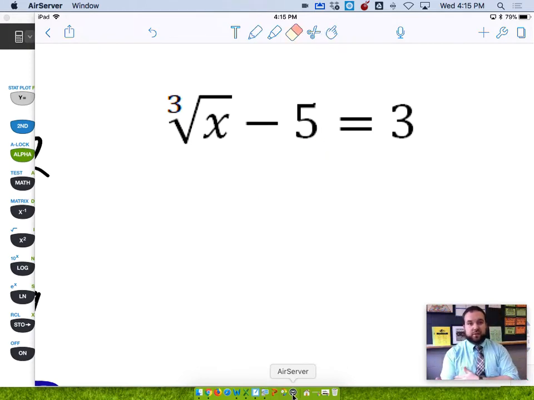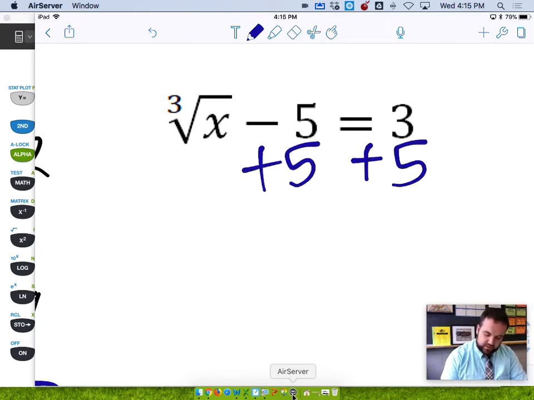To get rid of a third root, I can raise both sides to the third power. Before I do that, though, if there's anything going on outside the third root, as in this case, we have the -5, I have to get rid of that first. So I'm going to start by adding 5 to both sides of the equation, right?